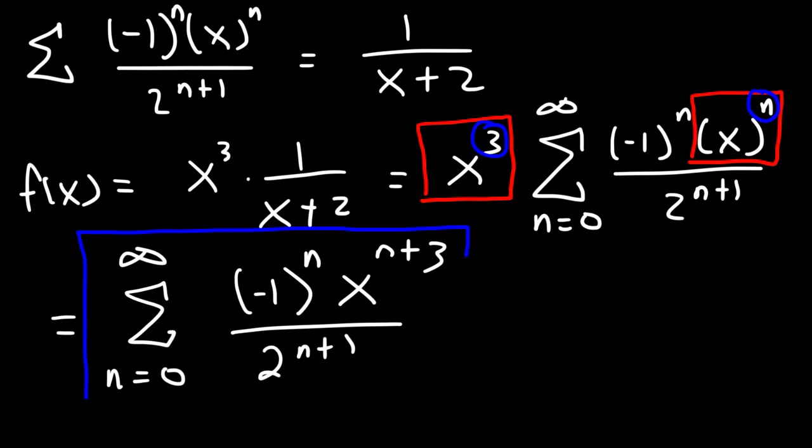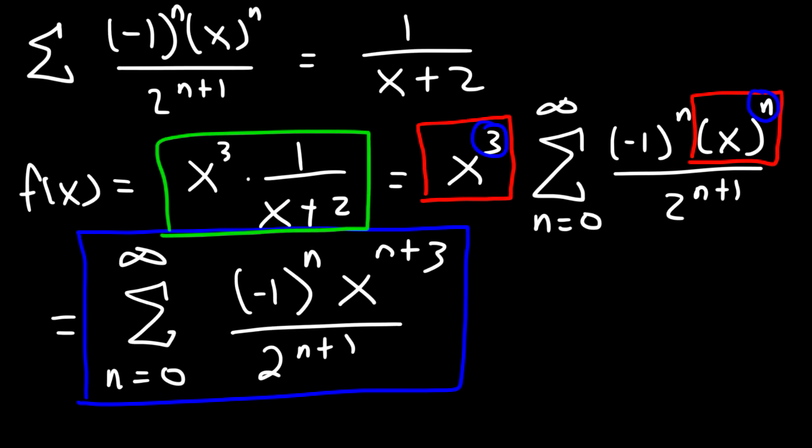So this is the power series representation of x cubed divided by x plus 2. So sometimes you need to break down a function into two separate parts and then just multiply the other part if you can combine it with something in this expression. The last thing we need for this particular problem is the interval of convergence.